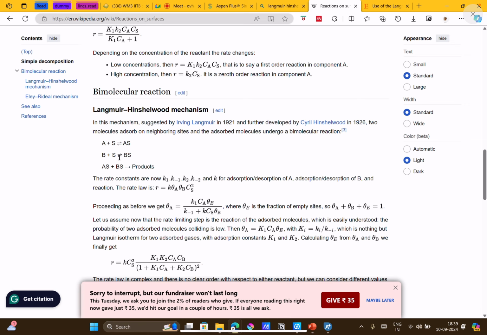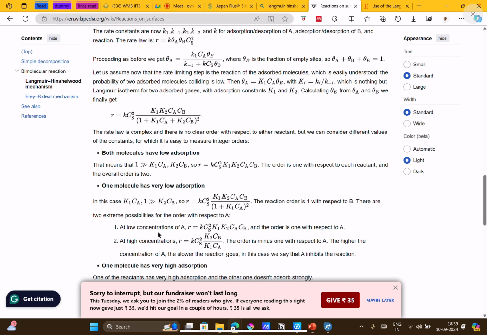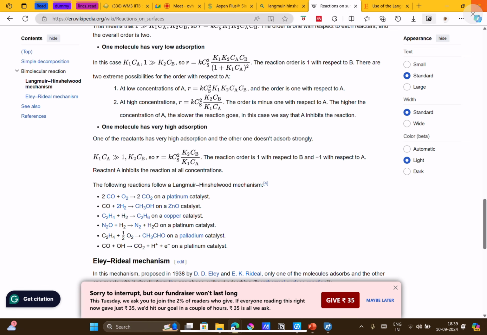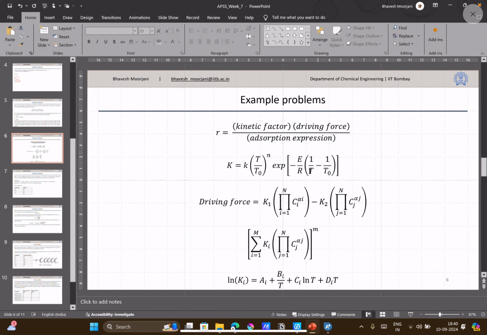Similarly, reactant B comes to the surface and gets adsorbed. Then the reaction happens. Then from here, the desorption part will happen. So there are multiple ways to represent the kinetics of such a surface reaction. And in this LHHW model, the rate is represented by the combination of kinetic factor, driving force, and adsorption expression.